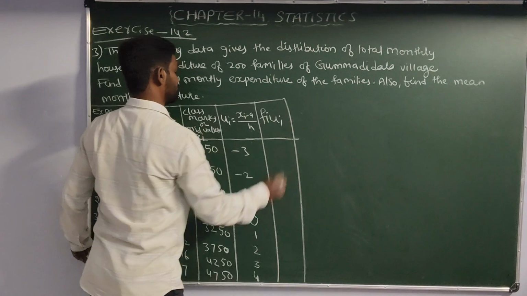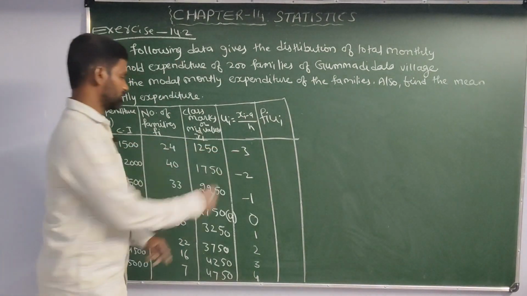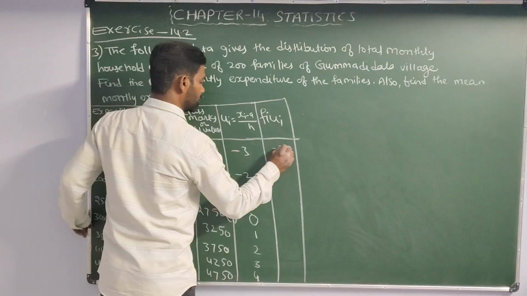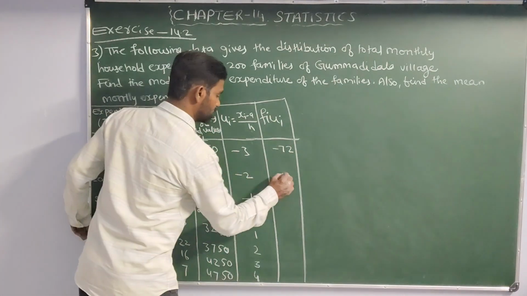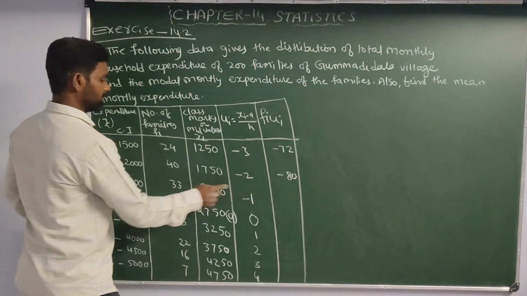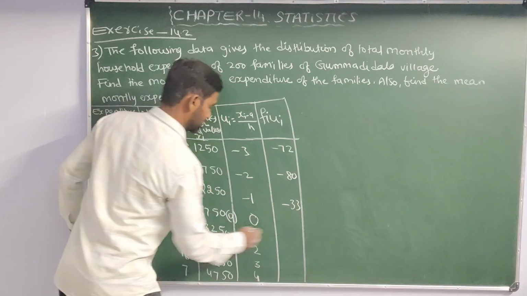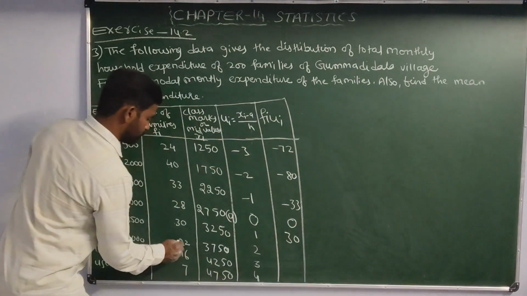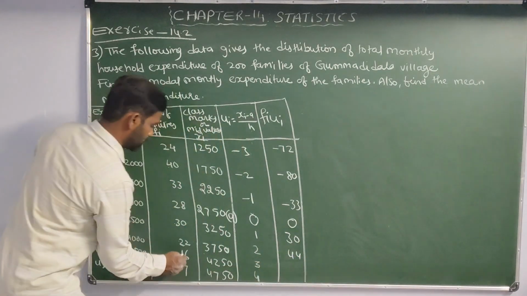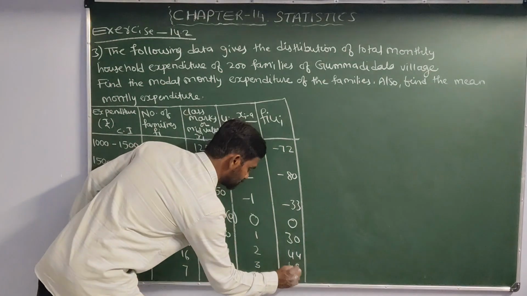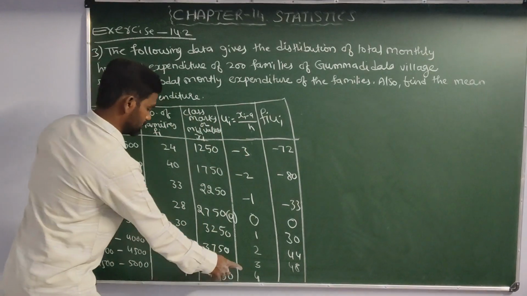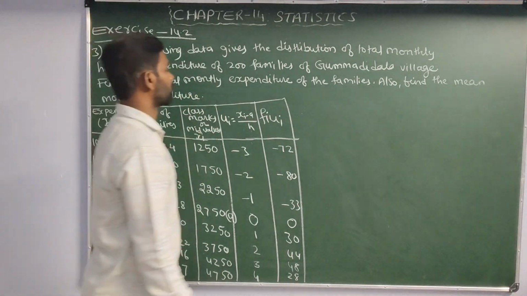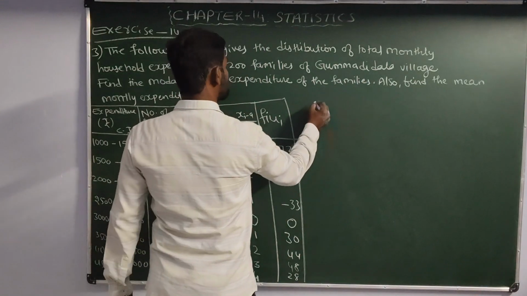Fi ui. 24 into 3 is minus 72. 40 into 2 is minus 80. Next, 33 into 1 is minus 33. 28 into 0 is 0. 30 into 1 is 30. 22 into 2 is 44. 16 threes are 48. 7 fours are 28. Okay, now we have to find the sigma.